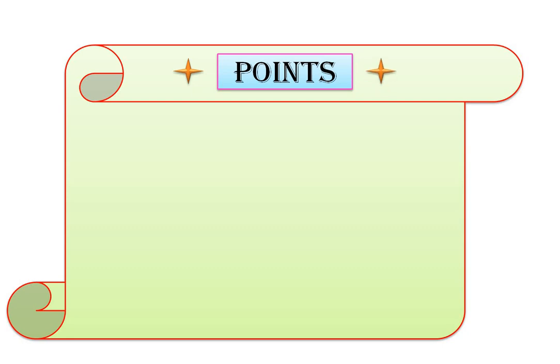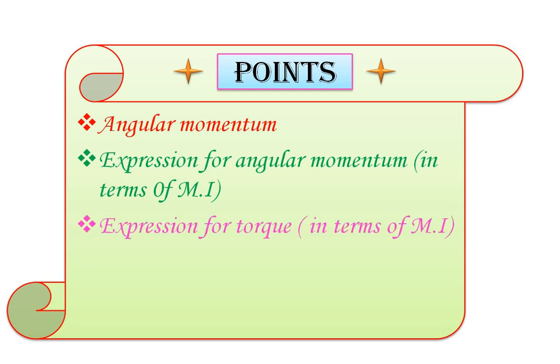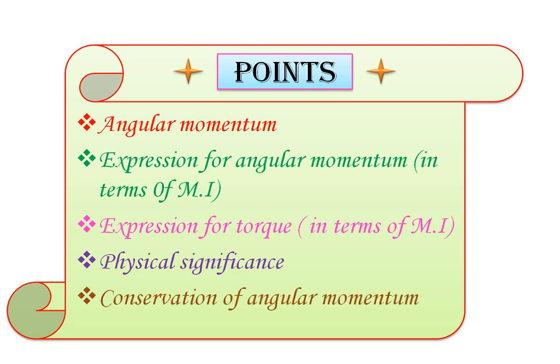So friends, today we discuss different points. Today's first point is angular momentum. Second point is expression for angular momentum in terms of moment of inertia. Third point is expression for torque in terms of moment of inertia. Next one is the physical significance between linear motion and rotational motion. And the last point of today's lecture is the conservation of angular momentum.